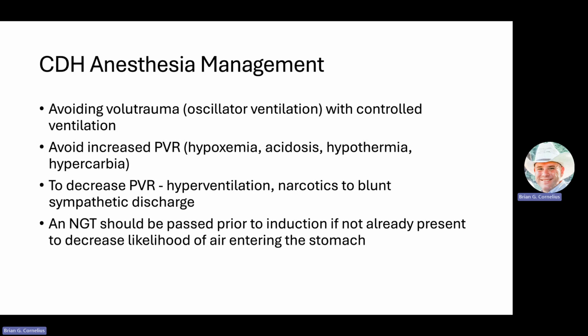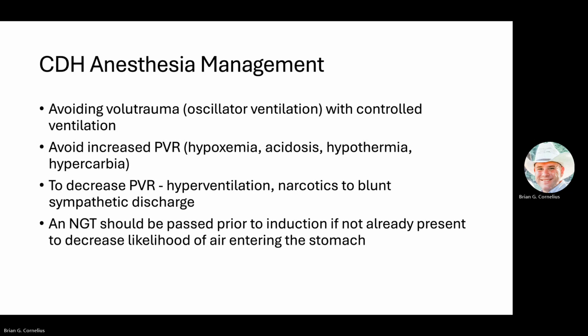Things we can do to benefit the patient intraoperatively: avoiding increases in PVR, so things like hypoxemia, acidosis, hypothermia, and hypercarbia. In an effort to decrease the PVR, we may be able to hyperventilate the patient and do things that will help reduce the big sympathetic stimulation. So opioids tend to be a go-to, as well as muscle relaxation.